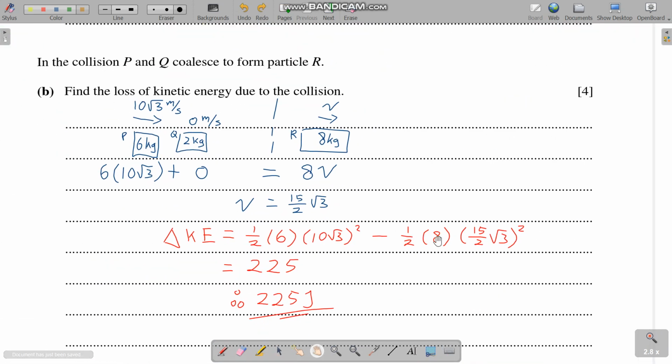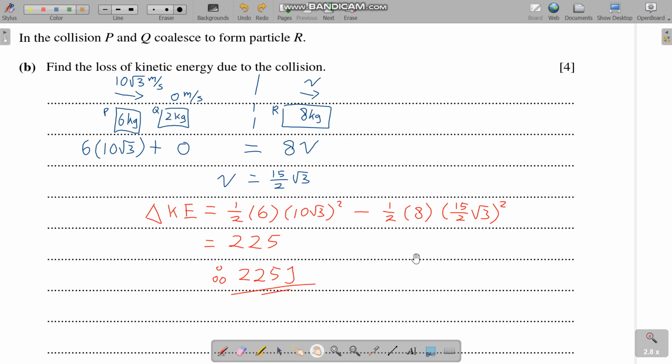In the collision, P and Q coalesce. Coalesce means stick together. So this is the speed of P just before the collision. Q is stationary. After the collision, they combine, so we have the total mass times the velocity. We use conservation of momentum: momentum before equals momentum after.